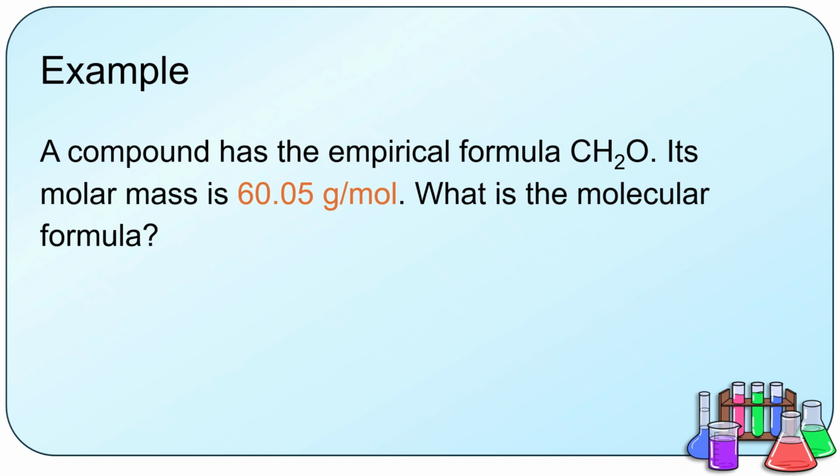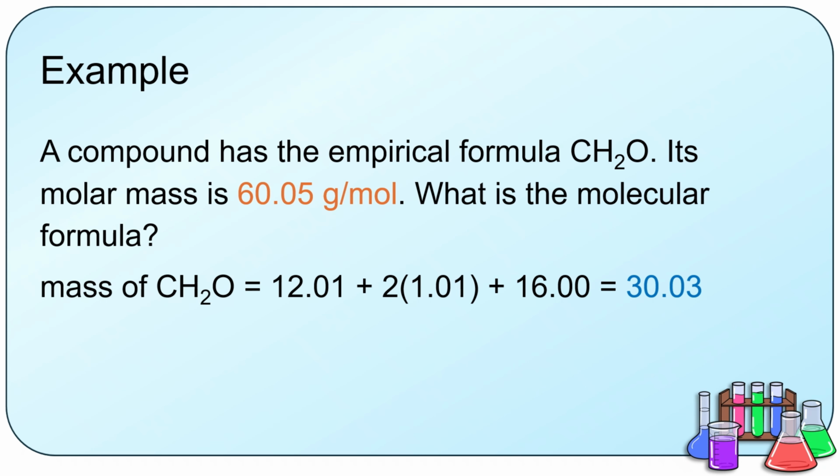A compound has the empirical formula CH2O. Its molar mass is 60.05 grams per mole. What is the molecular formula? First, I'll find the mass of the simplified formula. The mass of CH2O is the mass of carbon plus 2 hydrogens plus oxygen, which is 30.03. I'm getting all of these masses from the periodic table.